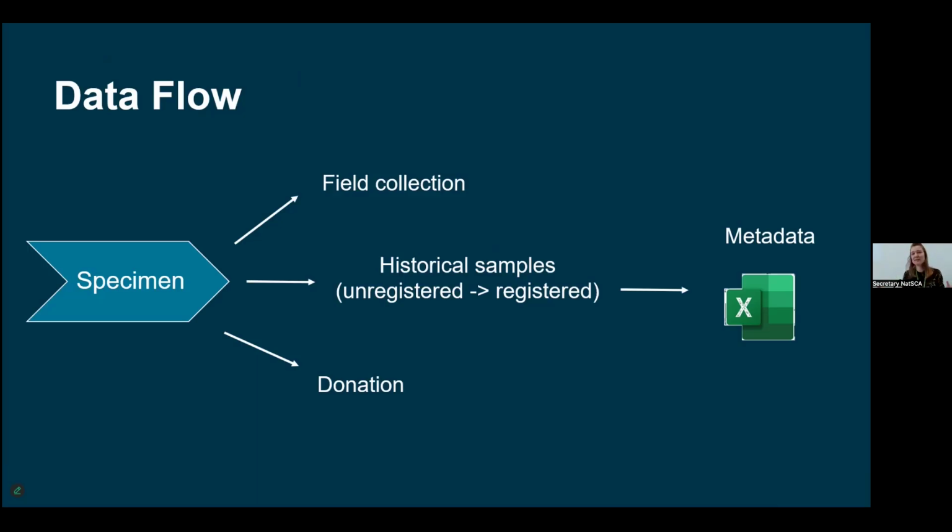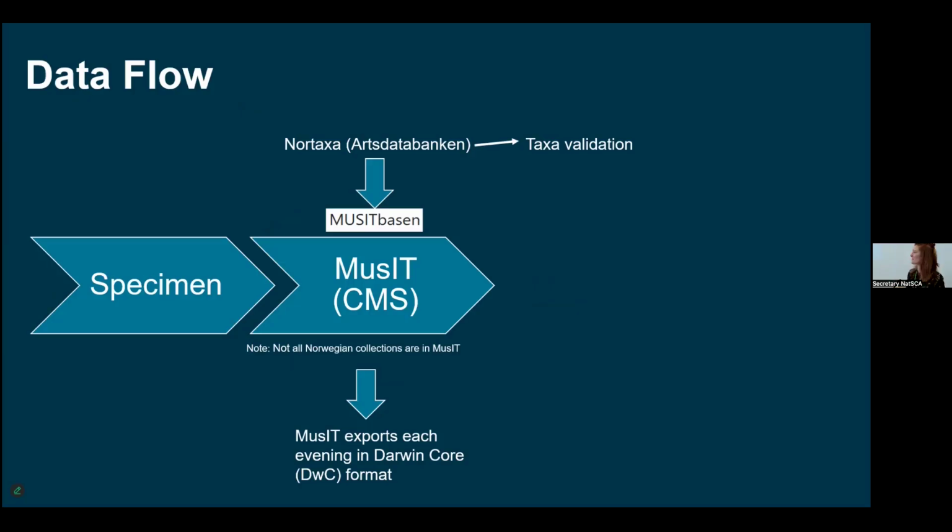We can obviously have our field specimen from collection. We can have it in the collection, but it's unregistered. And then you identify it and you want to register it, or it comes from a donation. So you prepare your Excel spreadsheet with all the attached metadata. And then for us, it goes into our collection management system, which is called Musit. It's very 90s. And you enter all the metadata that you have or batch upload it in the Darwin Core format. And we use a taxonomic backbone that is attached to it that is called Nortaxa, very specific for Norway. And the really neat thing for us is everything is linked up.